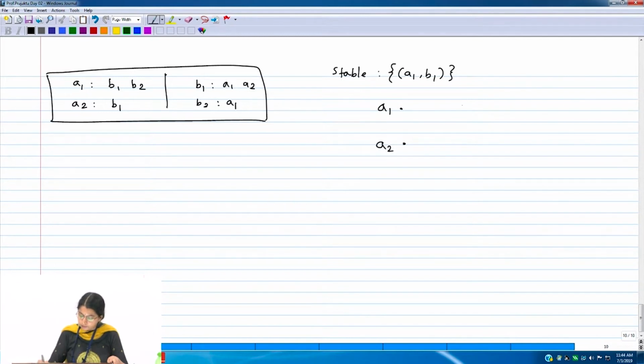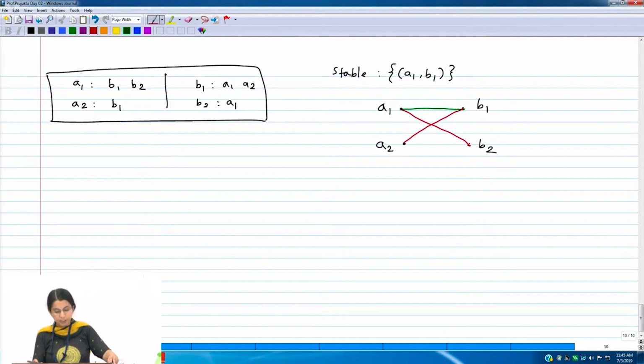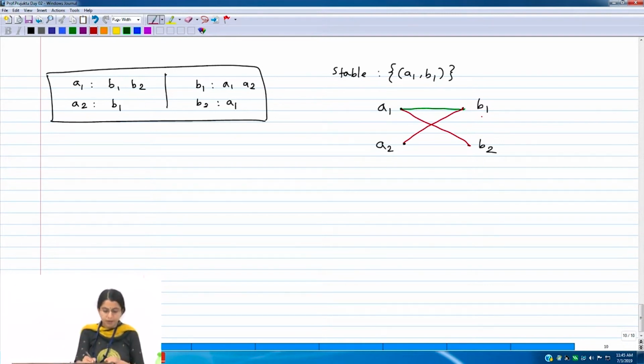So let me draw this: A1, A2, B1, B2. The stable matching matches only A1 to B1. It leaves A2 and B2 unmatched. And now there is a larger matching: A2, B1 and A1, B2. The drawback of this larger matching is that there is a blocking pair which is A1, B1. And you can of course replicate this with taking again A3 and B3, B4 and so on and so forth.